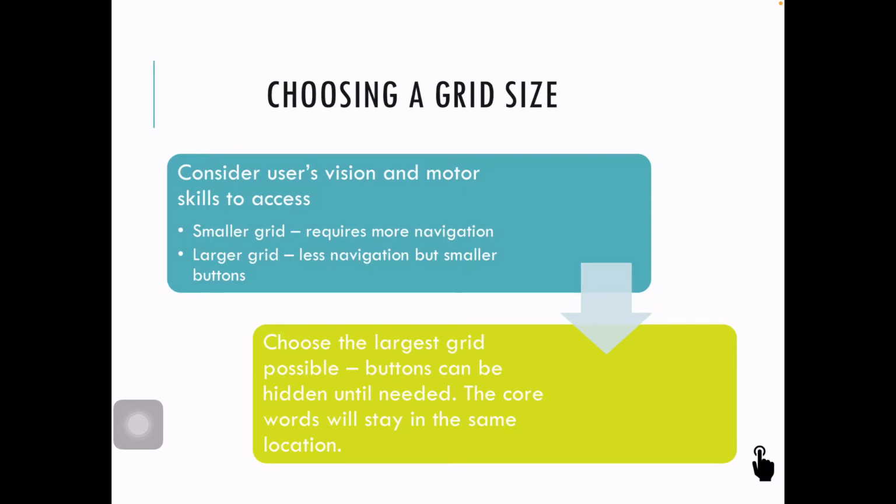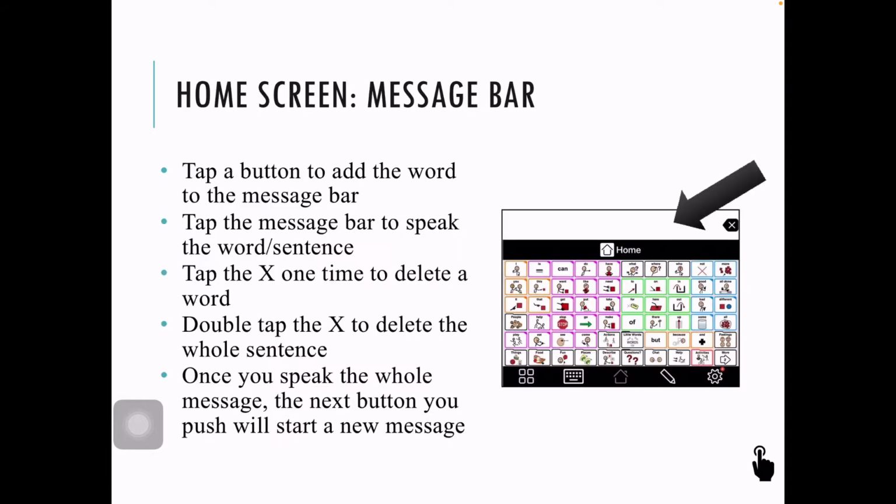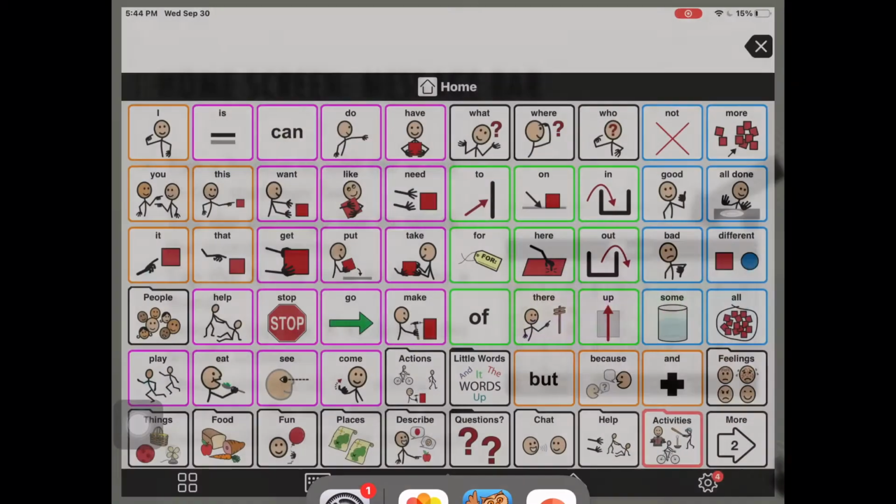And just to review the grid size, because it's confusing, remember, large grid size has small buttons, small grid size has large buttons. You want to go as large as possible that the student can still see and access. So now we're going to take a tour of the screen.